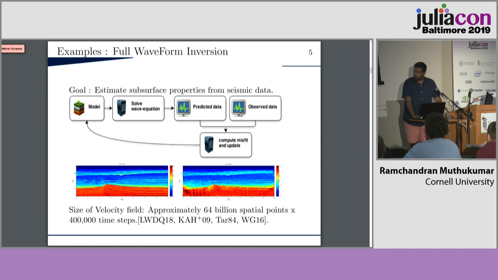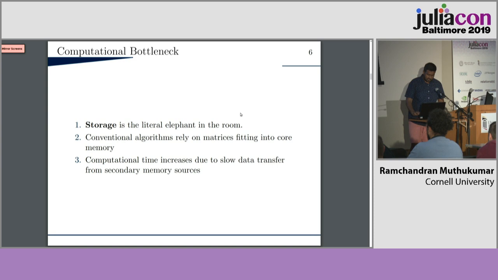So these are the problems and the size of the problems that we're working with, and we want to reduce this memory. Storage is the elephant in the room here. Even if you have algorithms that work really well for GPUs and parallel processing, a lot of time goes into transferring data into and out of secondary memory sources, and that is still going to be more expensive than if you could just fit it into your massive but still limited core.